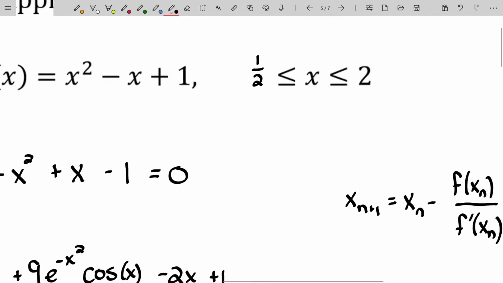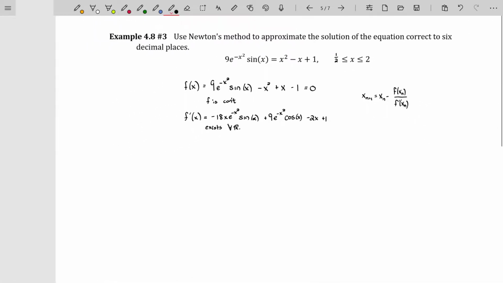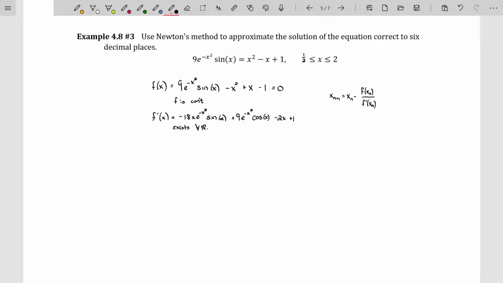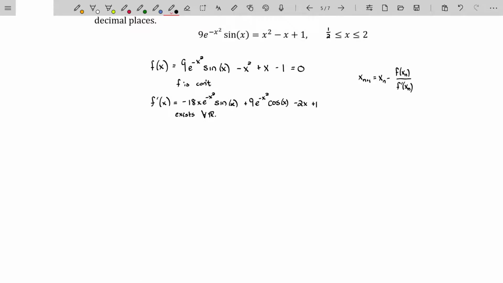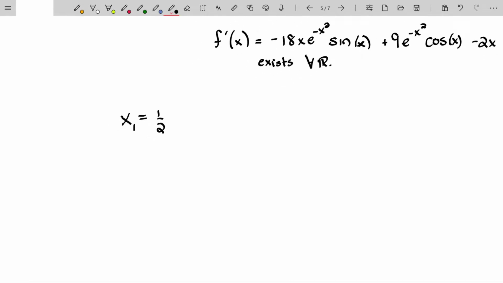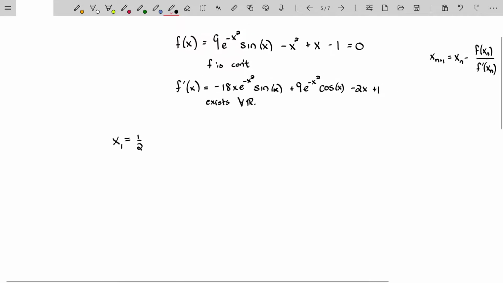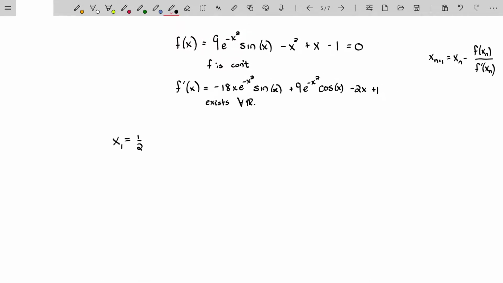We're told there's a solution on this interval. So if our first guess leads us outside of that interval and things start going wacky, then we know we need to restart with a different guess. Our first guess, I think, should be 1/2, and that's only because I want to showcase something. So if our initial guess, x sub 1, is 1/2, now we're going to go to a calculator and plug that guess in.